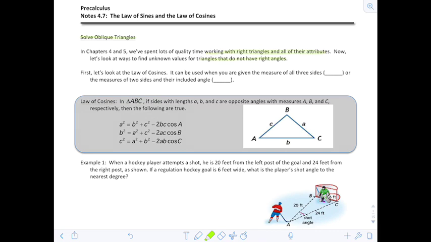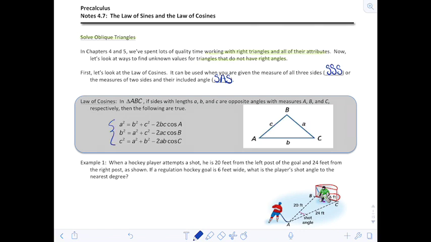Okay, so first we're going to look at the law of cosines. For the law of cosines, we're going to use this when we are given the measure of all three sides, in other words, side, side, side, or the measure of two sides and the included angle, which would be side, angle, side. So here is the law of cosines, which looks like three equations, but it's really not. It's really just a pattern.